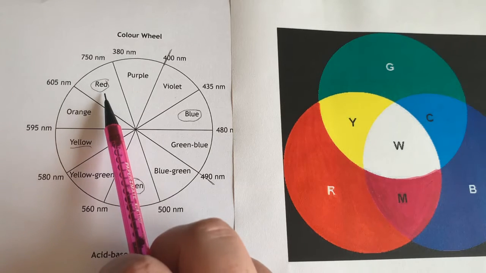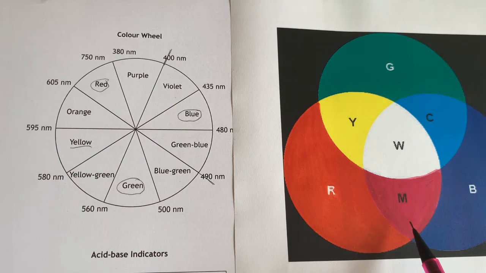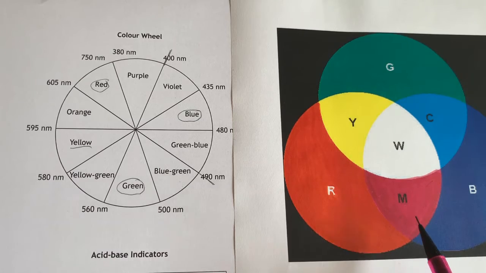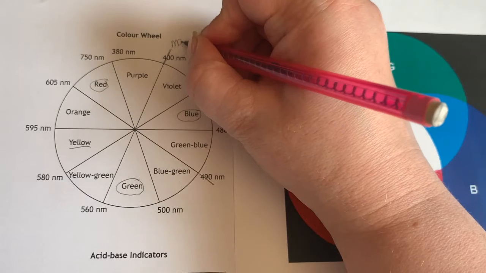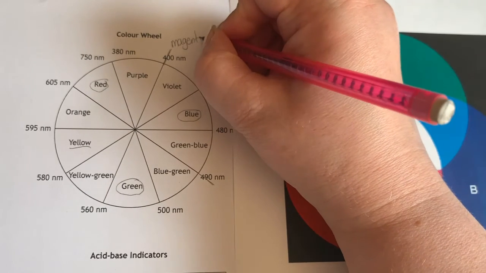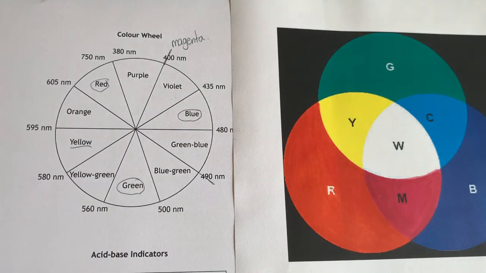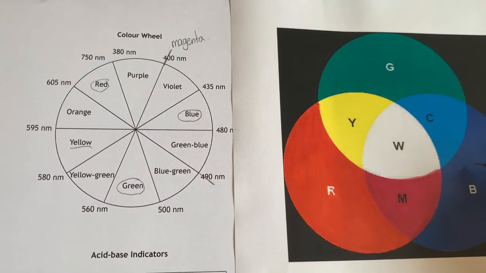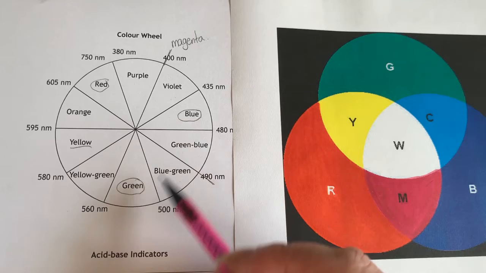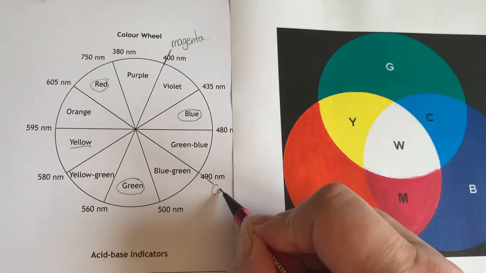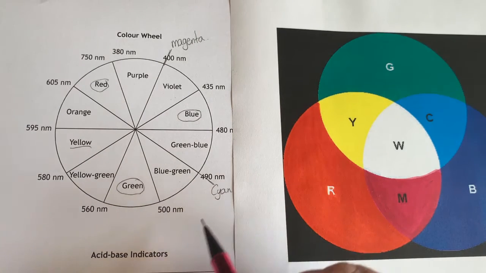So exactly in between our red and blue, where we know from this diagram we are getting magenta, magenta's not on this diagram, so you need to remember that that's where magenta would pop up. Likewise, in between our blue and our green, we've got cyan. So exactly in between our blue and our green here, we've got cyan, but it's not labelled on our diagram.